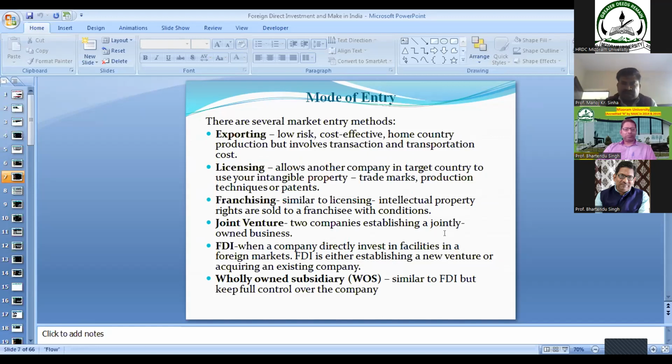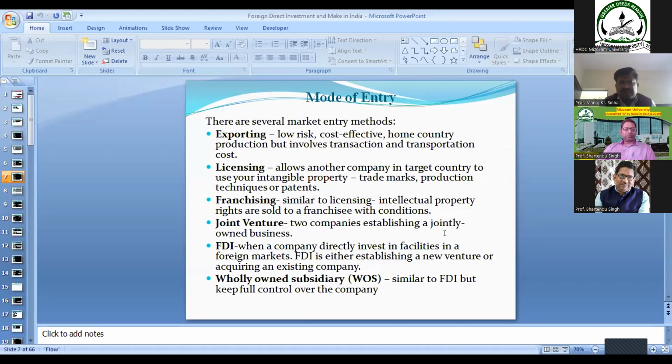The simplest way to enter the foreign market is exporting. Production takes place in the home country, and the surplus product may be exported to the other country. It involves low risk, is cost effective, and there is no need to set up a production system in the host country. You can produce in your home country production system, but it involves transaction and transportation costs, including tariff and non-tariff barriers.